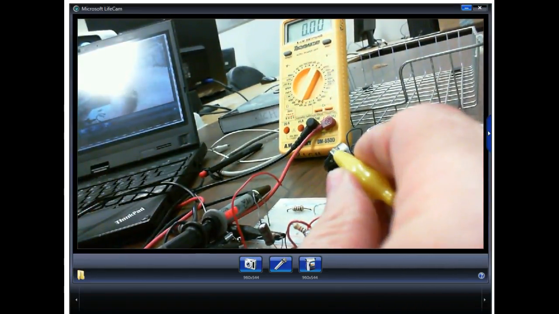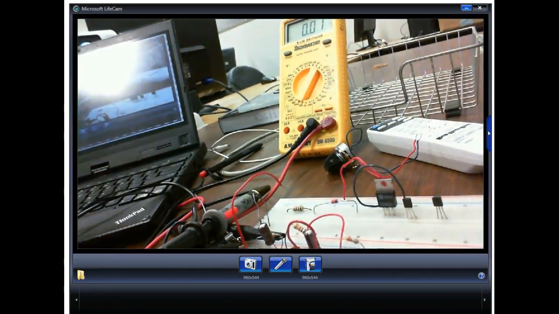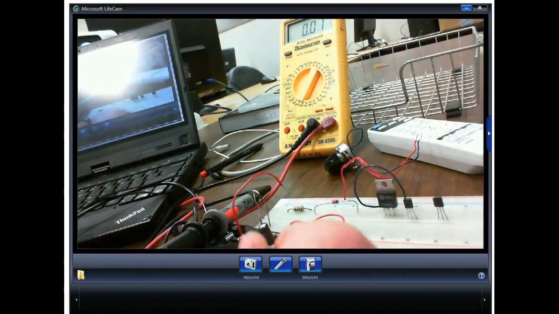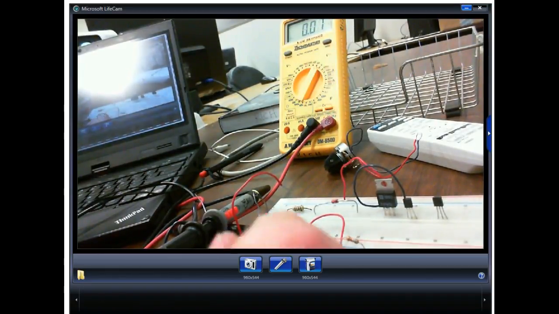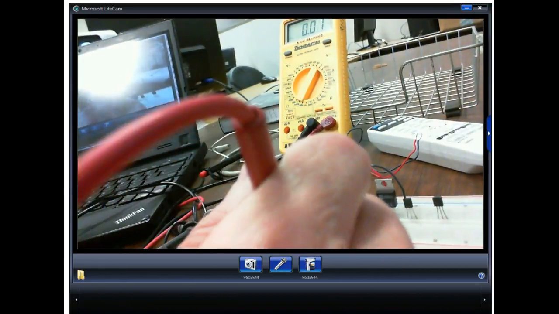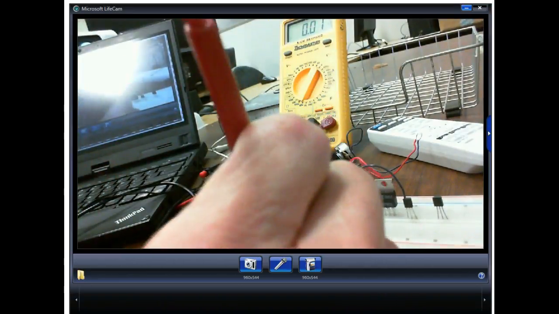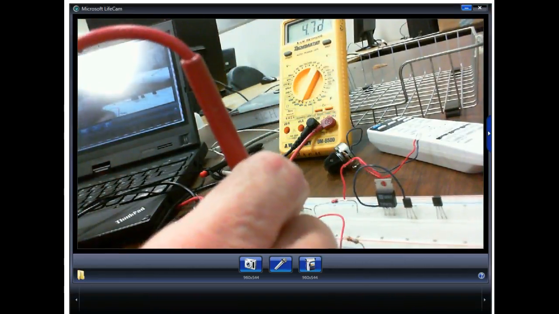Okay, so what am I doing, Rich? Let's go right here. Okay. Still got 10 volts. Okay, so let's switch over. So I'm measuring what? Base voltage. Here's base voltage. Here's VB.